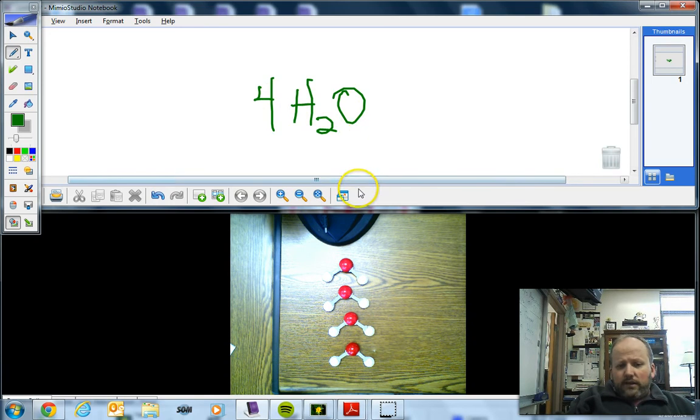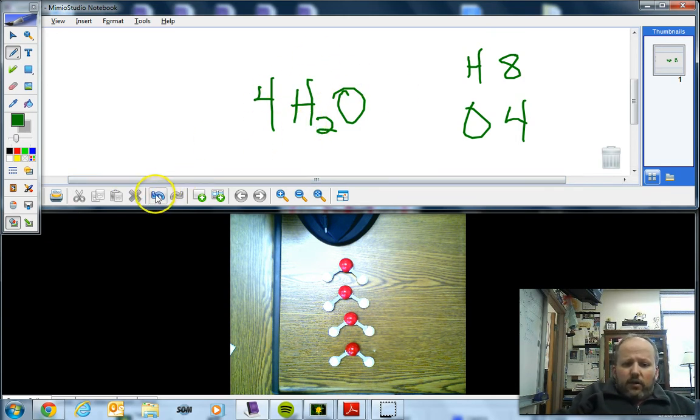There's a 1 behind the O you can't forget about, but if I want to know how many hydrogens this has, 4 times 2 is 8. And then count how many hydrogens there are. 1, 2, 3, 4, 5, 6, 7, 8. If we then want to know how many oxygens there are, 4 times 1, we get 4, and then count them. 1, 2, 3, 4. That's how we figure out how many atoms are in something like that.